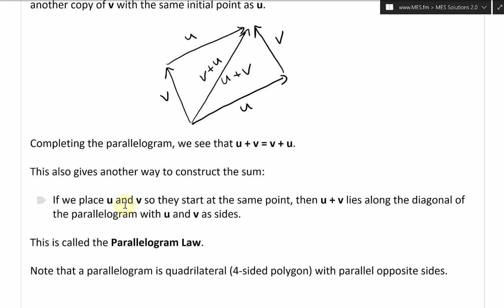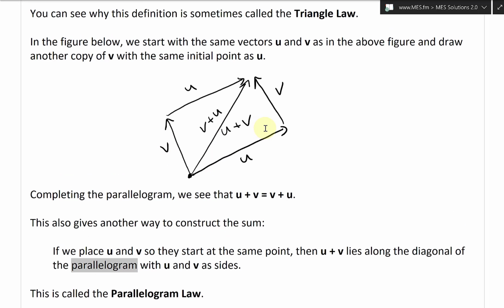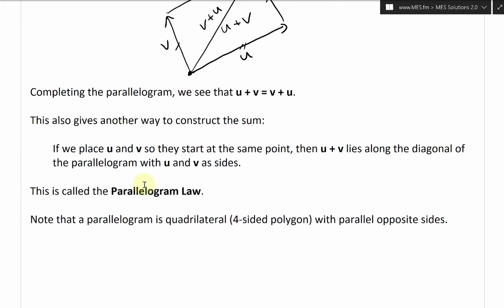So another way to construct the sum is if we place u and v so that they start at the same point, in this case right here, then u plus v lies along the diagonal of the parallelogram with u and v as sides. So these are all parallel right here. This is parallel with this, and this one is parallel with this. This is called the parallelogram law.